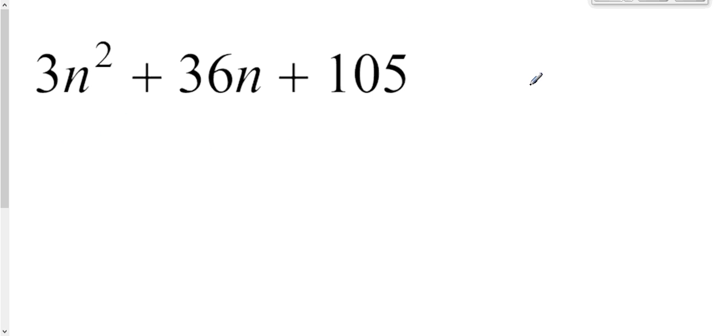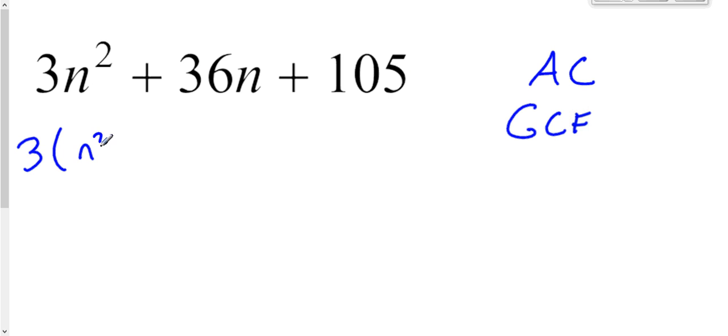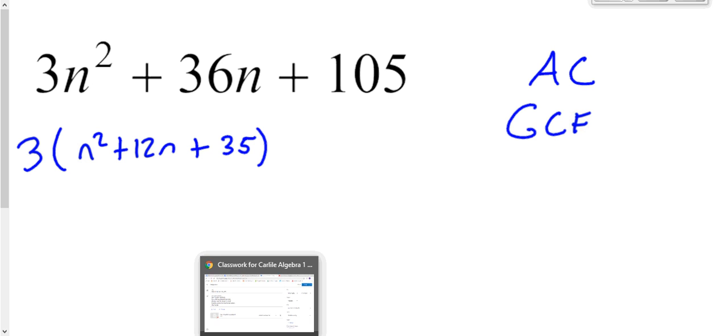On to our AC method. We've got our three terms. First thing I always check for is our greatest common factor. Looks like they all can be divisible by 3. So I take a 3 out. 3 goes into 105, well 3 goes into 10, 3, it's like 35. That 3 is just going to chill on the outside of this problem until we get to our final answer.